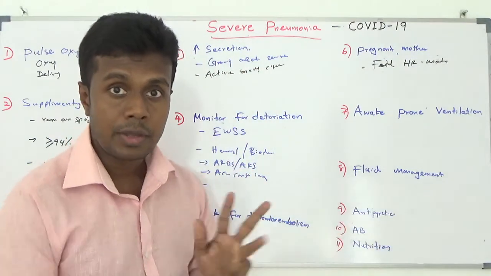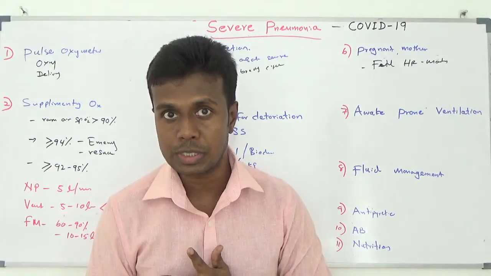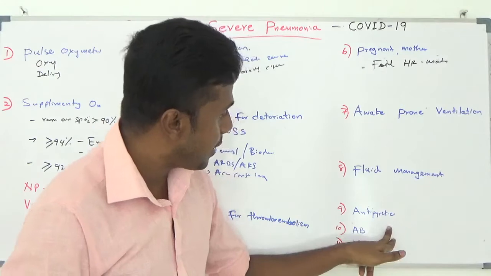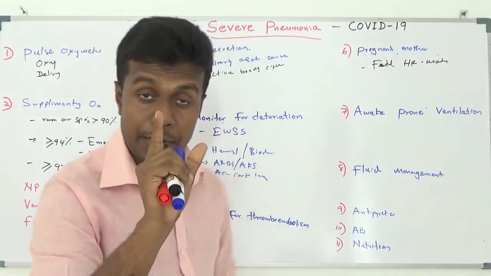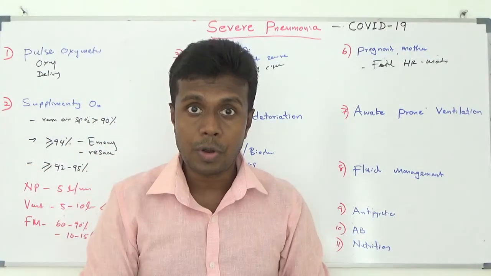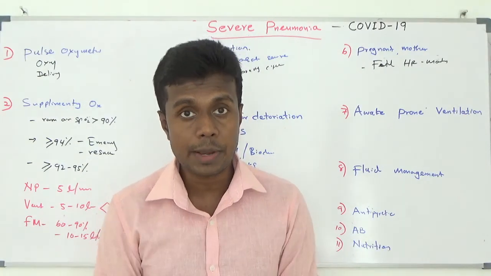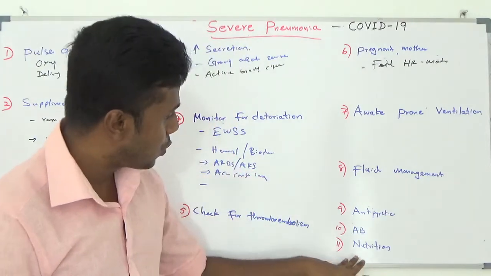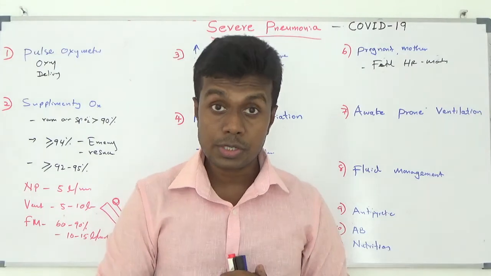Fluid management. If your patient does not have hypotension or tissue hypoperfusion, you have to consider conservative fluid management. Antipyretic. If your patient has a high temperature, you have to consider it. Antibiotic. Again, if you find a patient with sepsis, or severe pneumonia with sepsis, you may have to consider empirical antibiotics. Later on, you have to tail them off. So, the last one, you have to consider adequate nutrition for your patients.